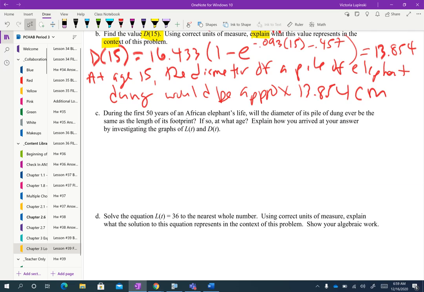So during the first 50 years of an elephant's life, will the diameter of its dung pile ever be the same as the length of the footprint? If so, at what age? Explain how you arrived at your answer by investigating the graphs of L and D.